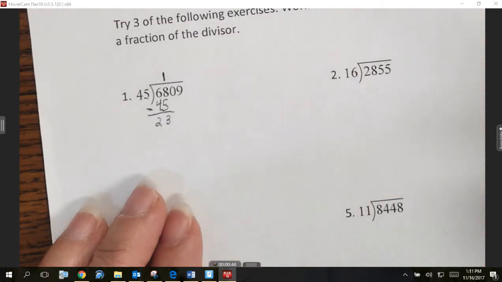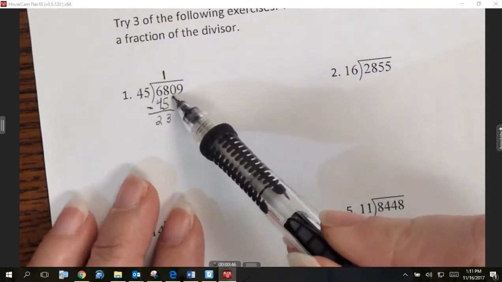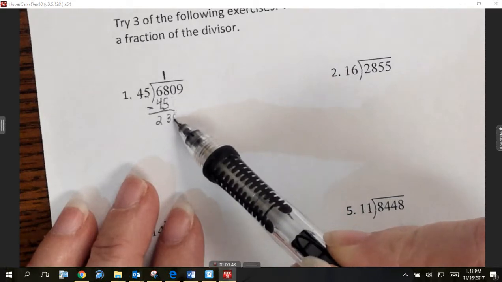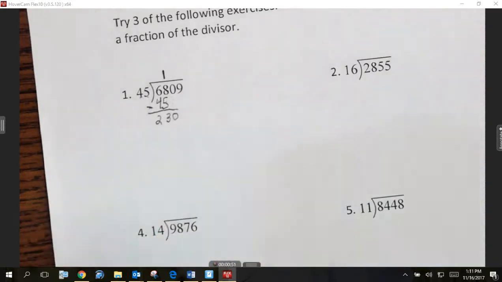Then what do I do? Bring it on down. Bring it on down. Exactly. Bring it on down and bring it on down. And now I have 230. And we divide. So here's the thing. How many times is 45 going into 230?